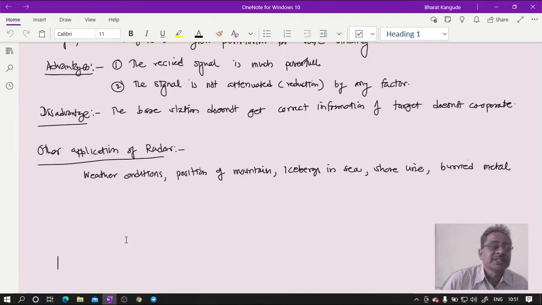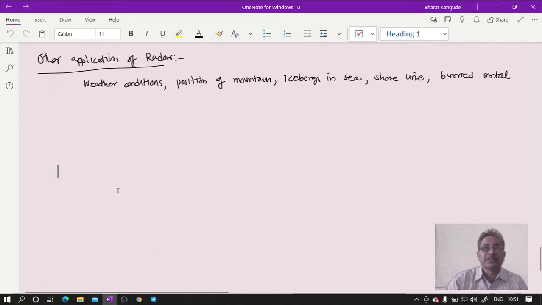Okay, so yesterday we started other applications of radar. We mentioned determination of weather conditions, like IMD, which uses several such radars for determination of weather conditions. Then position of mountains, that is called the IRS, the different types of satellites used to identify positions of different geographical structures like mountains and rivers, and all these things can be detected and photographed with the help of this type of radars.